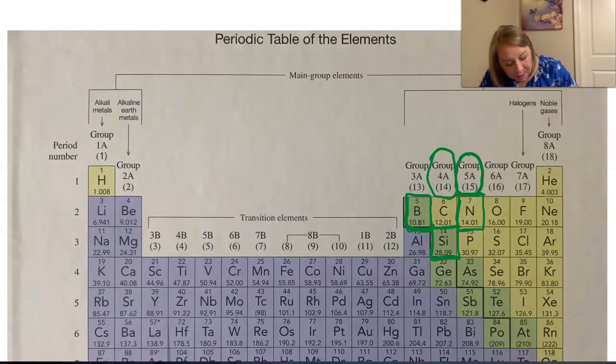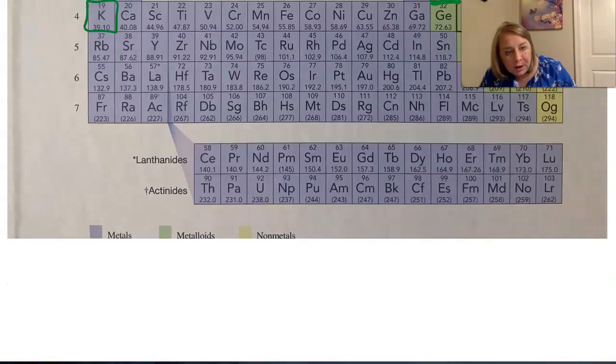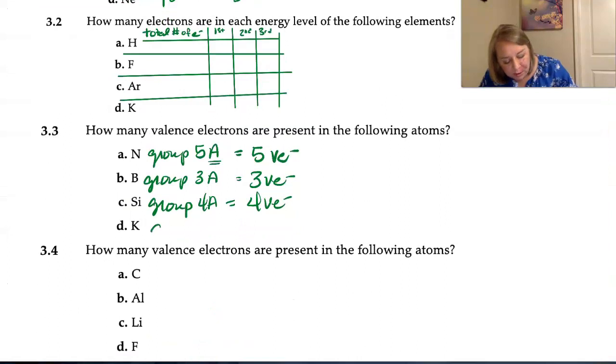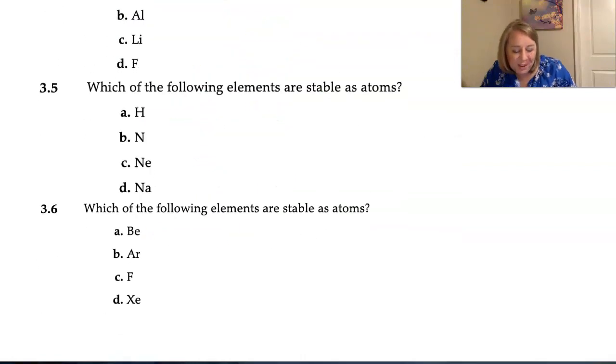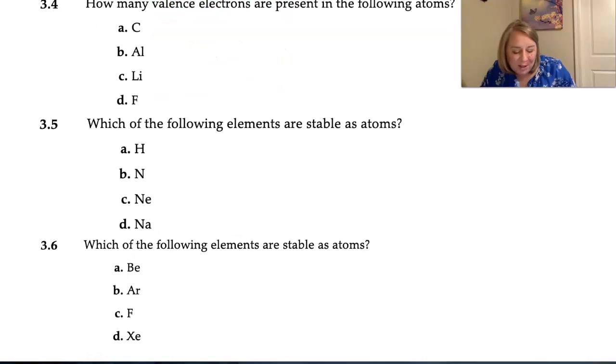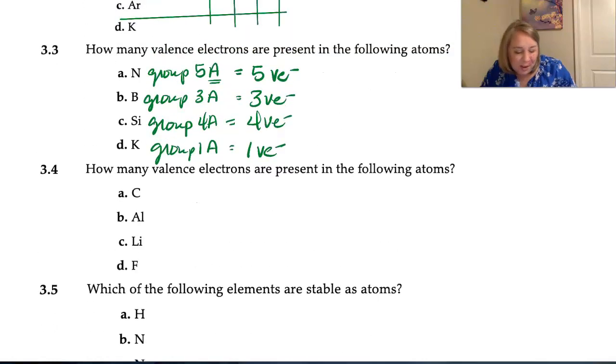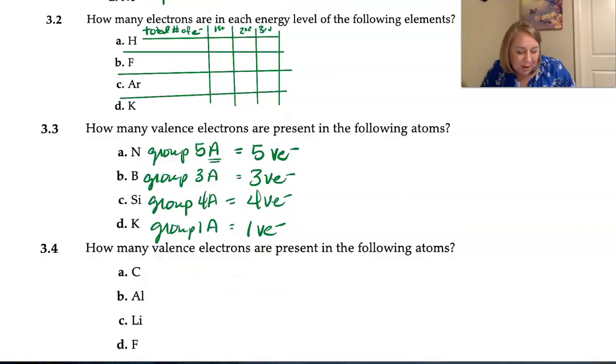K. Potassium, right here in group 1. So if it is in group 1A, it's also group 1, but also 1A, 1 valence electron. Okay, pretty easy. So we'll do 3.4 in class. I think I'm supposed to be doing the odds.